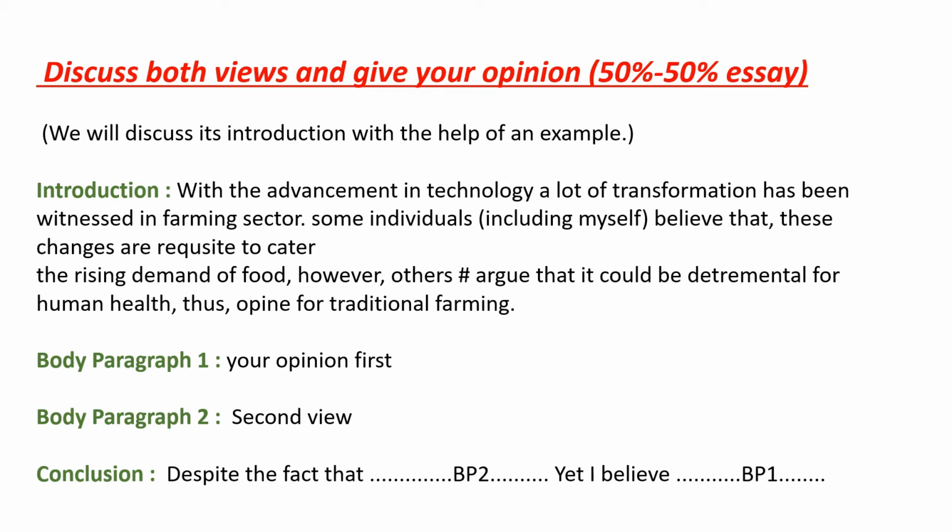On the other hand, if you are in the favor of traditional farming, then you will write, however, others, including myself, argue that it could be detrimental for human health, thus opine for traditional farming. My point in the favor of traditional farming is because the advancement is detrimental for human health. So remember, you have to show your viewpoint by the word including myself. So if you are in the favor of transformation in the farming sector, then you will write it in the second line. But if you are in the favor of traditional farming, then you will write the including myself word at the place of hashtag.